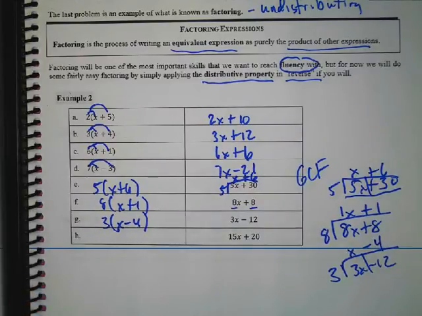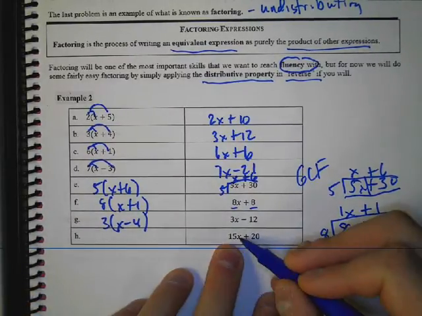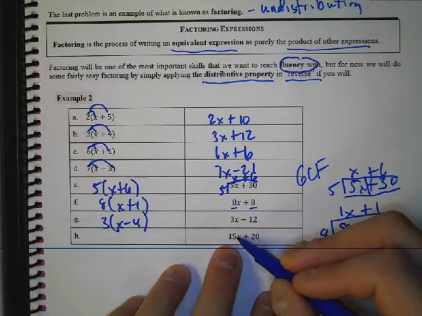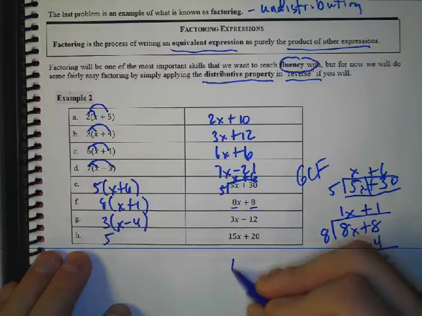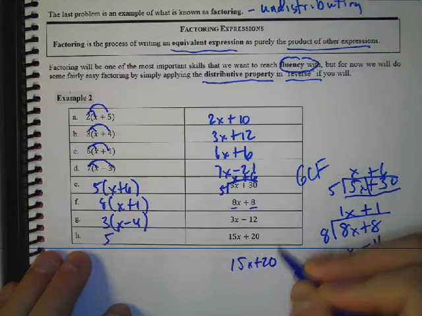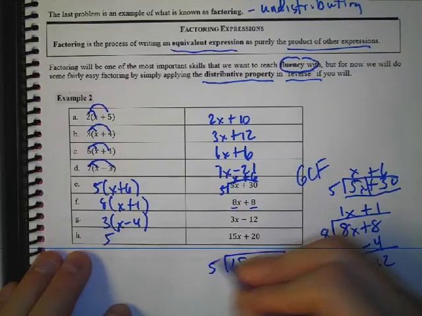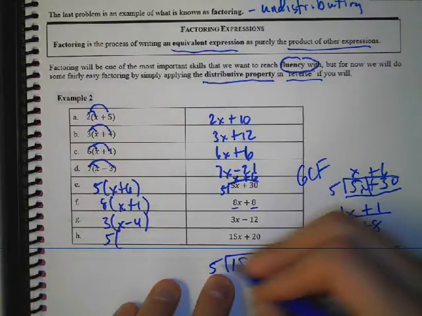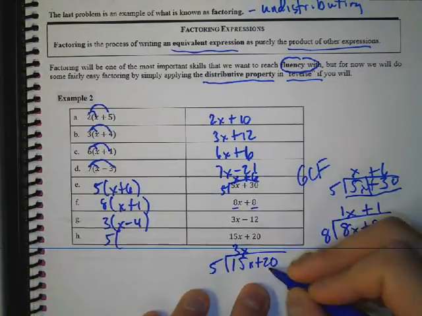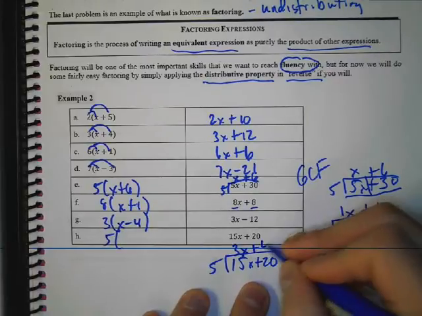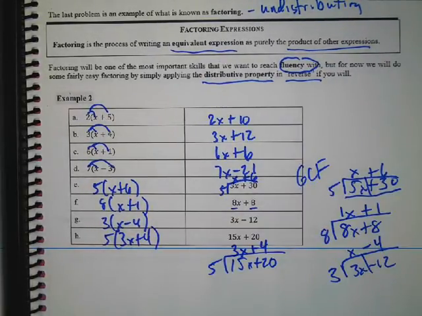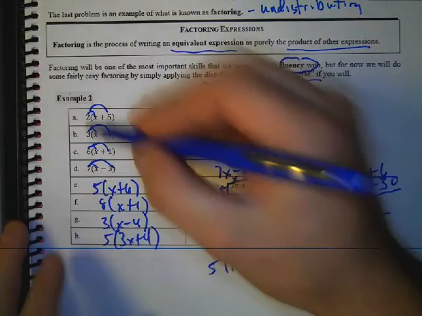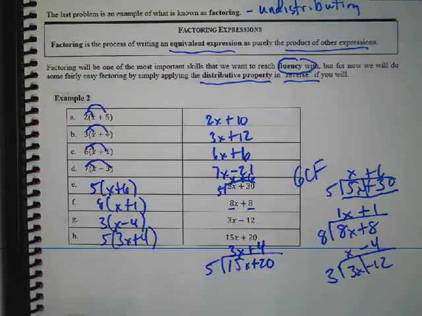15x plus 20. 15 doesn't go into 20, but there is a number that can, and that number would be 5. So I'm going to take 15x plus 20, and I'm going to divide it by 5. All right, so this becomes 3x plus, and 20 goes in there 4. So 3x plus 4. Right? And that is basically what's happening is here you're multiplying through, here you're dividing out a common factor.